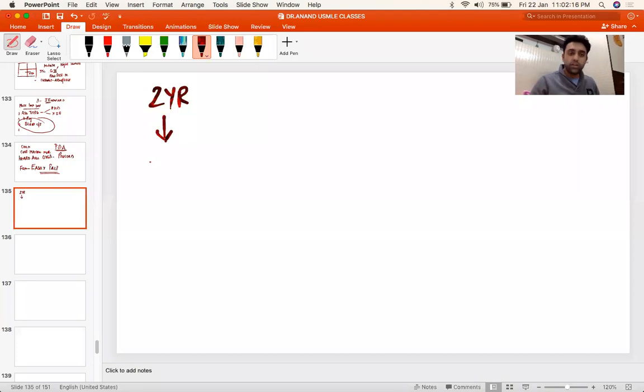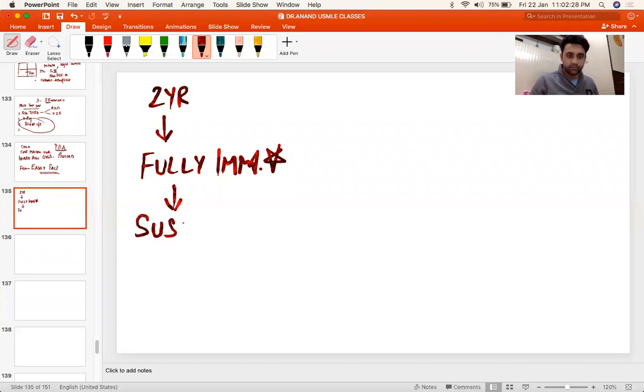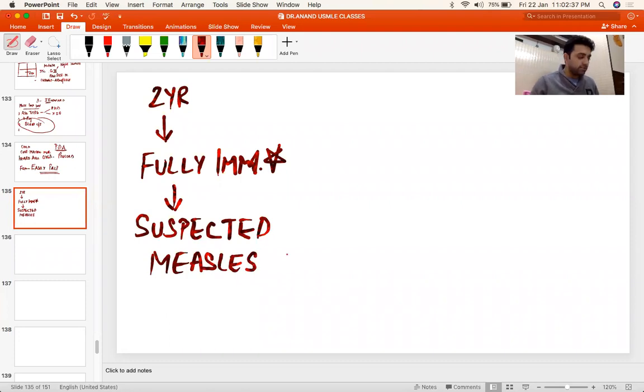Next question. A 2-year-old child, fully immunized. Every word is important. A 2-year-old child fully immunized is referred to you with suspected measles. He was referred to you because you are a senior. Annapurna is the senior physician in town. So it's a suspected case of measles. On examination, you saw a morbilliform rash.